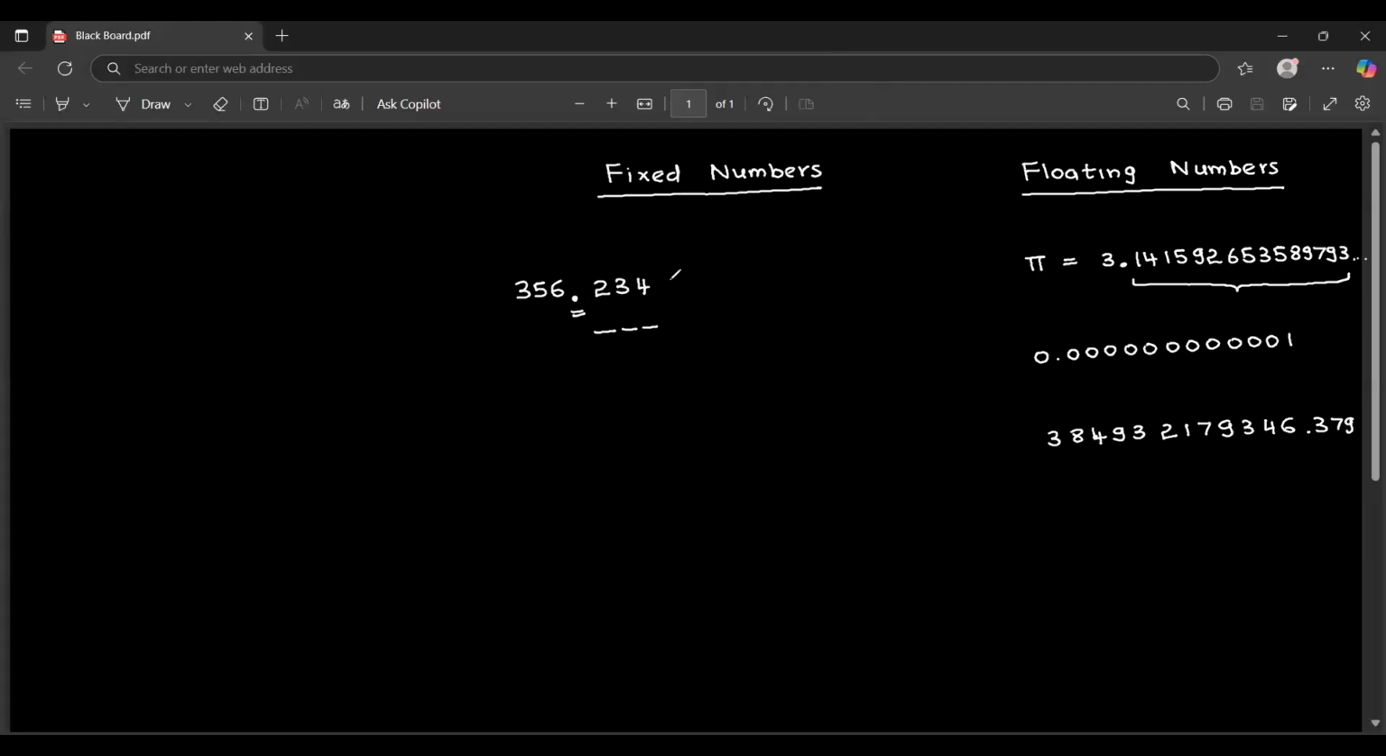So how do we use the floating numbers? In floating numbers, we are talking about IEEE, the Institute of Electrical and Electronics Engineers. There is a standard called the 754 standard. In this standard, there are two ways of representing floating numbers. One is the 32-bit system and the other one is the 64-bit system.